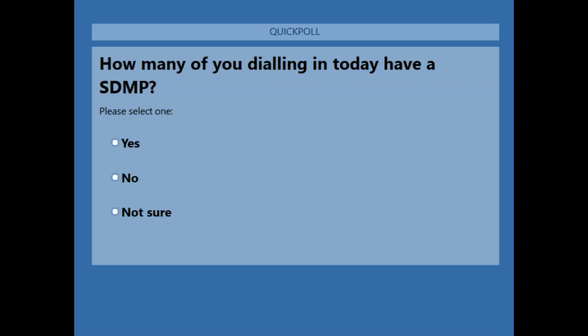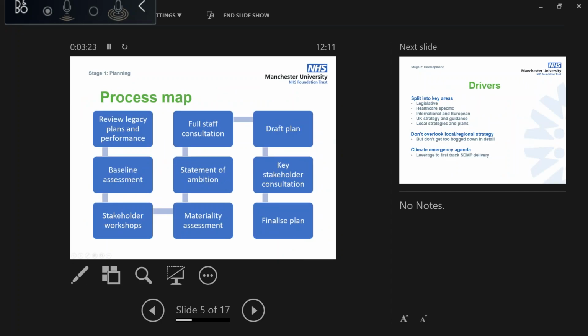And so on this slide, I've shown the main stages of the process that we followed. And we delivered this process over about a six-month period. So we started by looking at legacy plans, and how we'd performed on those, what had worked and what hadn't. Then the next stage was doing a baseline assessment of current carbon footprint, bearing in mind this was quite soon after a large organisational merger, so maybe not as straightforward as it might be in other organisations.